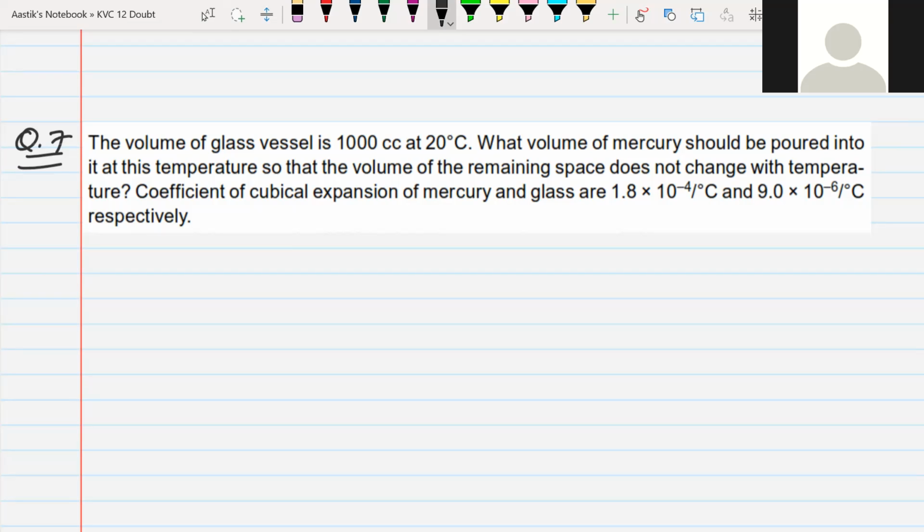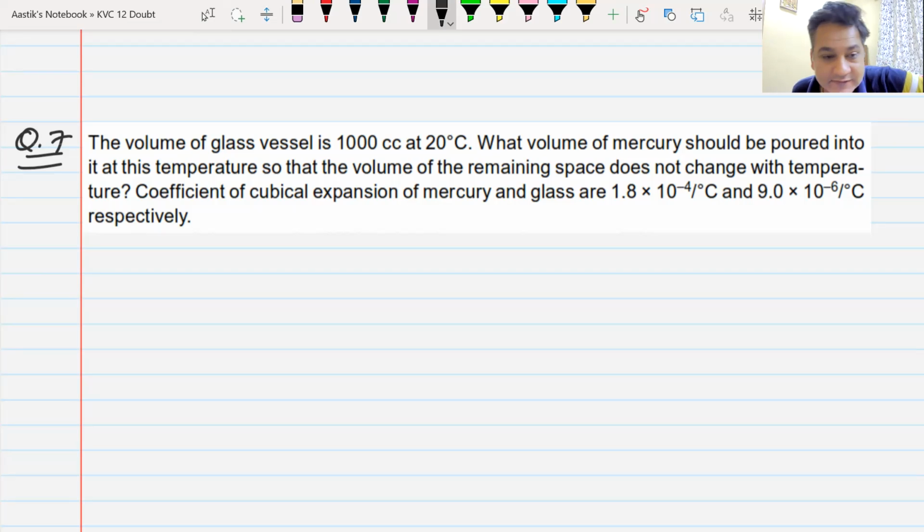Five thousand cc, sir. Sir, 4 into 10 to the power 5. It cannot be 5,000 cc, beta, because the total volume is 1,000 cc. So 5,000 cc is more than 1,000 cc. It cannot be. Yes, beta. Any other answer? 4000 cc, 4 into 10 to the power 5 cc. That is more than 1,000 cc. So I need to fill mercury 5 times or 4 times this volume so that things remain the same.